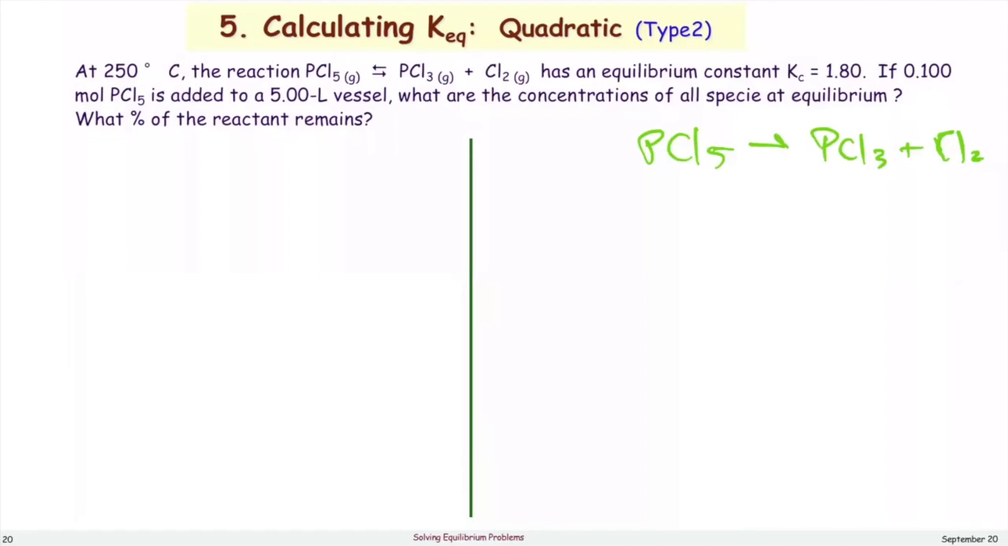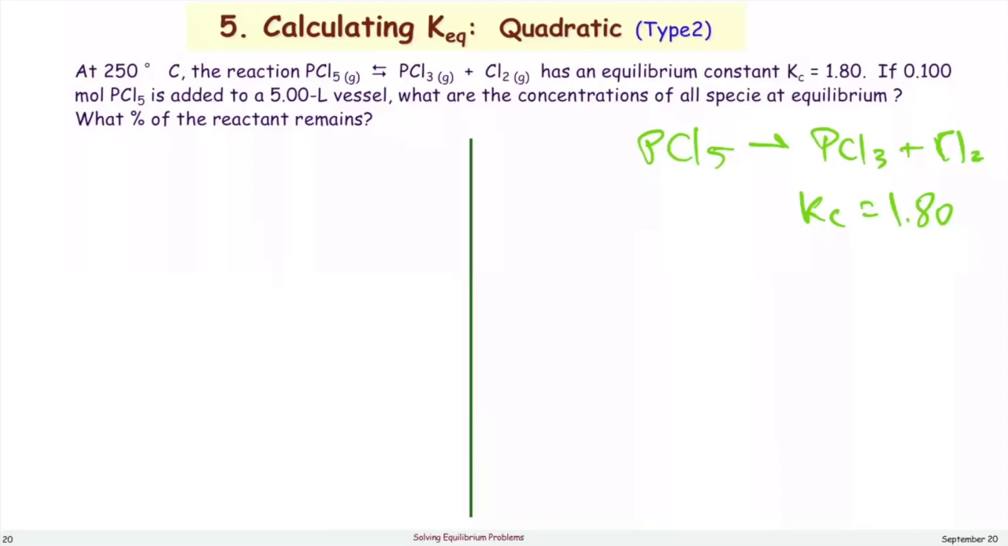Kc equals 1.8. Okay, so what you can see right here is that you can't use a simplifying assumption. That K value is not that big. It's not that small. It's 1.8. Okay, what are the concentrations of all species at equilibrium? And what is the percent reactant?